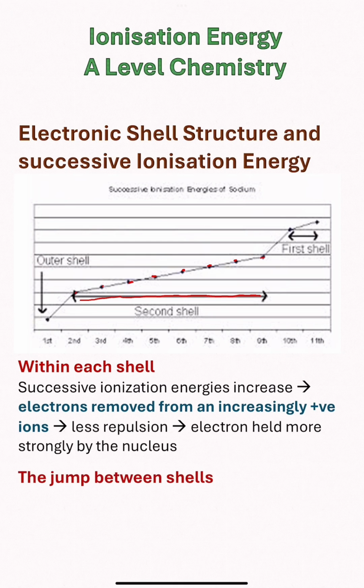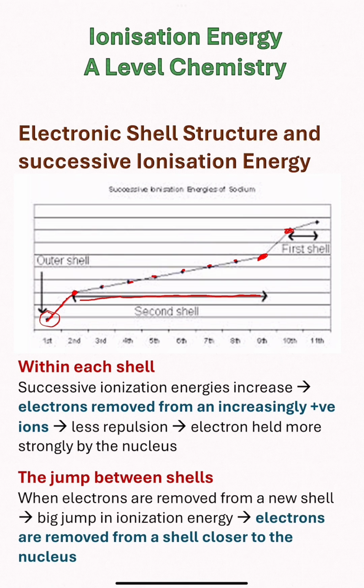And then when you look between the shells, so this is the outer shell here for sodium, and the second ionization energy for sodium will be removing an electron from a new shell. And also you can see this between the second shell and the first shell as well. So there will always be a jump between shells, as you can see. When electrons are removed from a new shell, there will be a big jump in the ionization energy, like this jump and like this one as well.